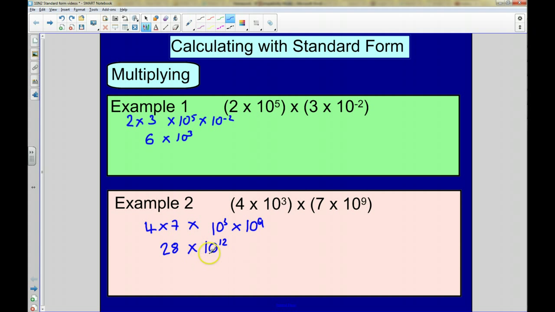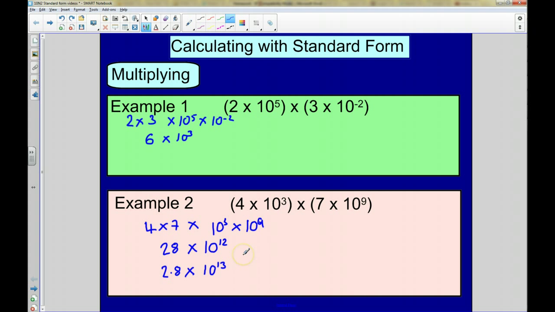Okay, so we're almost done now. This time what I've ended up with is a number that isn't written in standard form, because remember, for numbers written in standard form, this number here would need to be between 1 and 10, and at the moment it's 28. So what I need to do is scale this number down by a factor of 10, so that's going to make it 2.8. Now because I've scaled this number down by a factor of 10, that means I need to scale this number up by a factor of 10. So 10 to the power of 12, if I multiply it by another 10, it's going to become 10 to the power of 13.